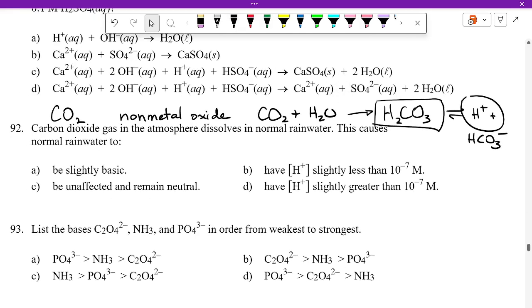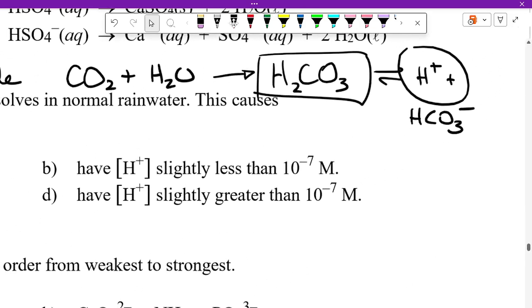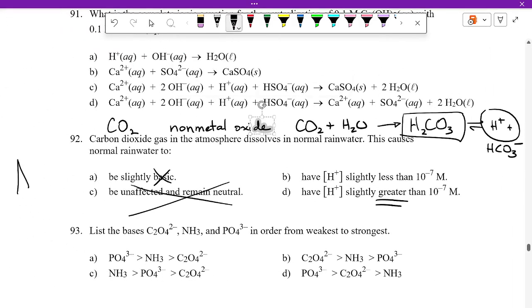And so it will not be slightly basic. It will not be unaffected and remain neutral. It will be hydrogen ion concentration will be slightly greater. Well, that's wrong. The answer is D. That would make sense then why you're like, hey, hang on, fix key. Fix key. D. Okay.